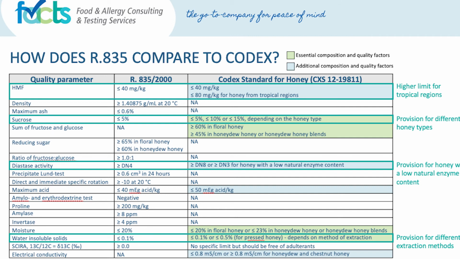If we look at the two regulations side by side, there are very noticeable differences, namely the HMF content, where Codex provides a higher limit for tropical regions, sucrose, where Codex provides provision for different honey types, diastase activity, where there's provision for honey with a low natural enzyme content, and water-insoluble solids, where there's provision for different extraction methods of honey, to name a few.